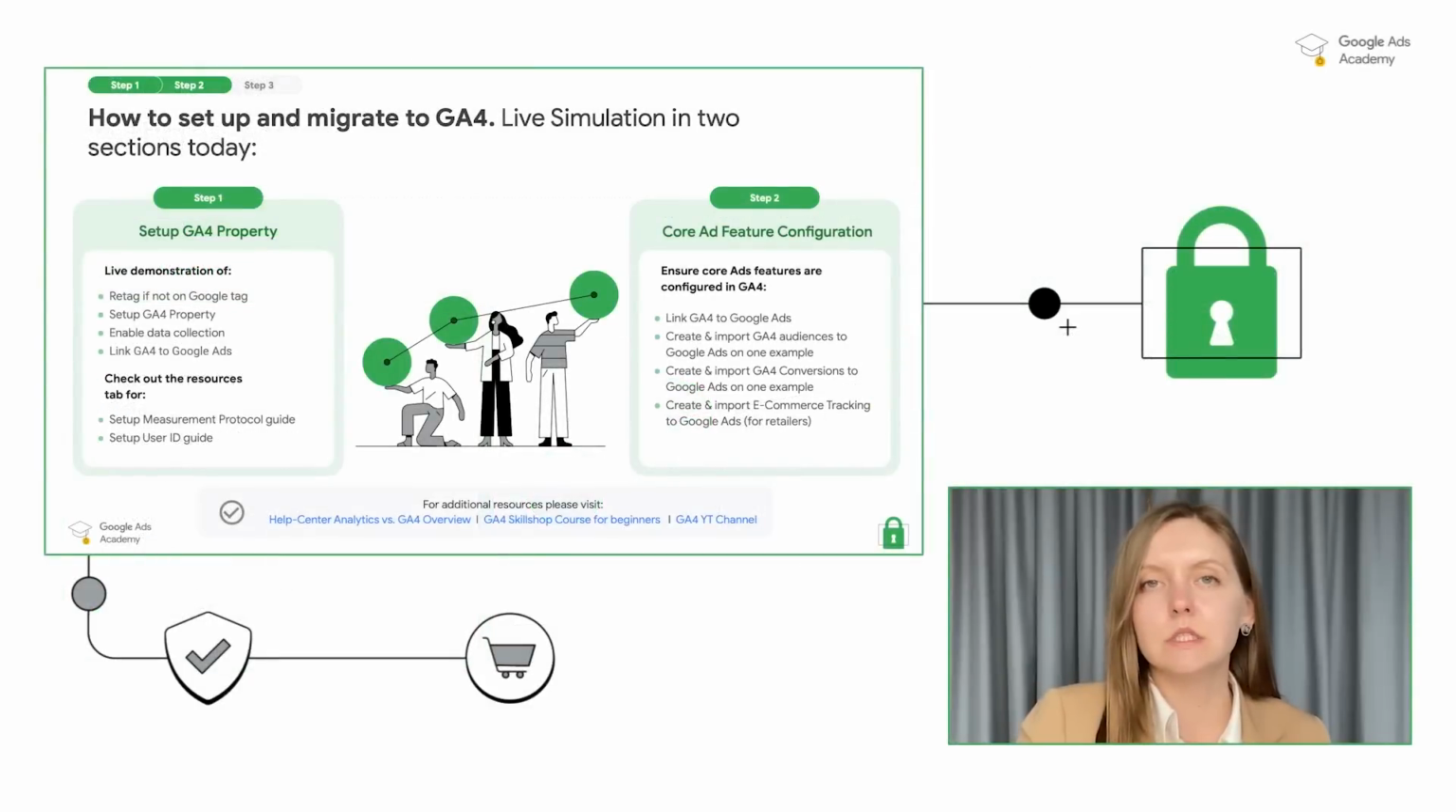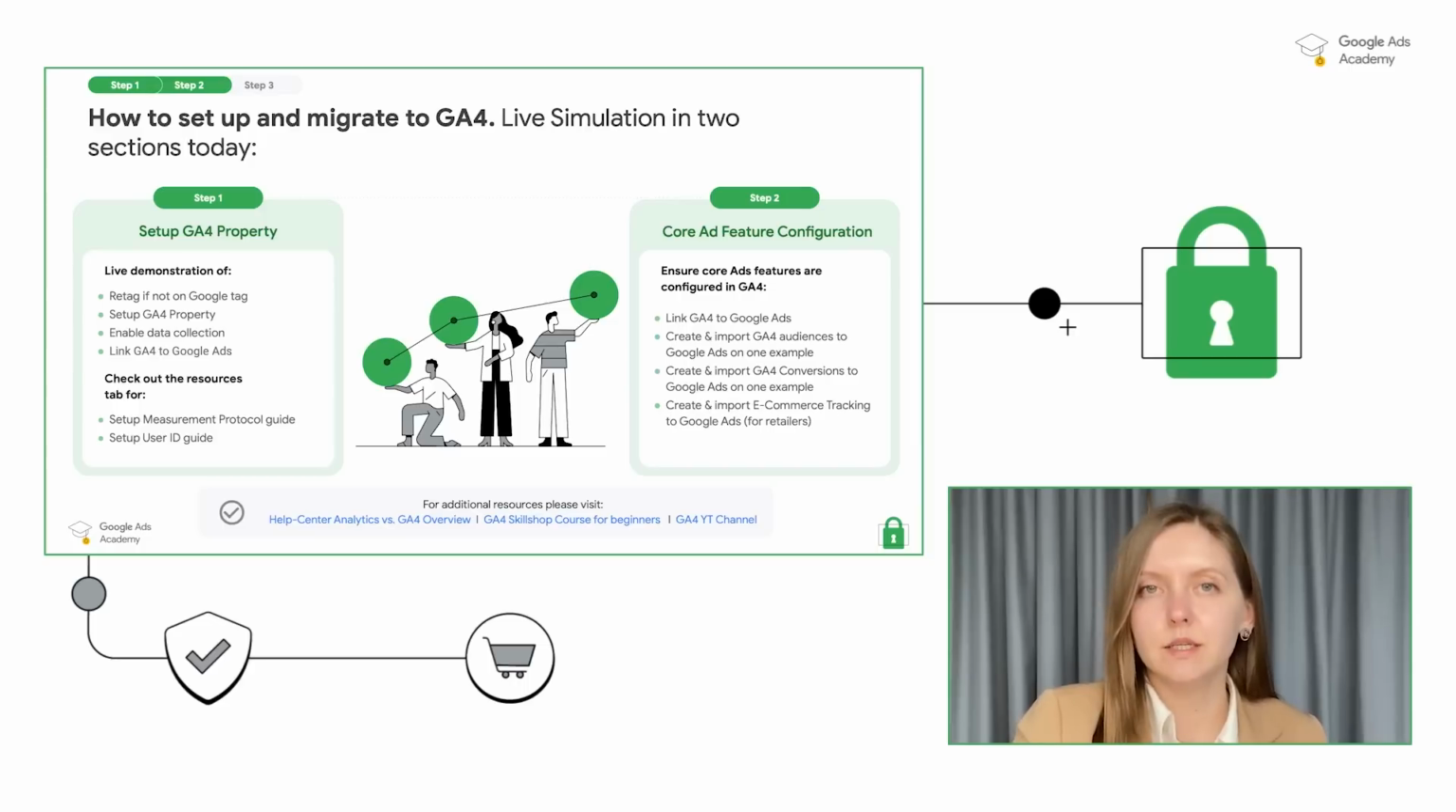The setup will consist of two parts. In part 1, I will show you how you can create a new GA4 property, retag your website if you were using outdated codes or Google Tag Manager, enable data collection, and also link your GA4 to Google Ads. In part 2, I will show you how to recreate the conversions and audiences and import them to Google Ads.